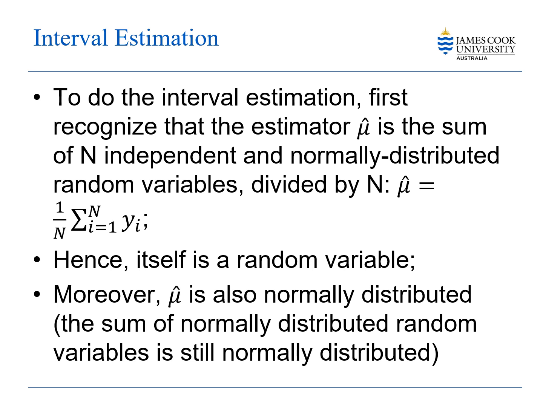Okay, for our little example here, to do the interval estimation, first recognize that the estimator mu hat is the sum of IID, independent and normally distributed random variables y1, y2, y3 until yn, y10 actually for our data. So mu hat itself is a random variable. Moreover, it is normally distributed. Here is a property of the normal distribution: the sum of normally distributed random variables is still normally distributed.